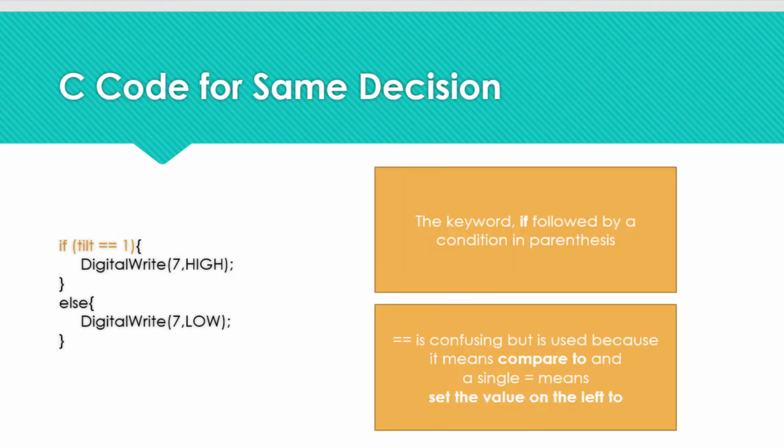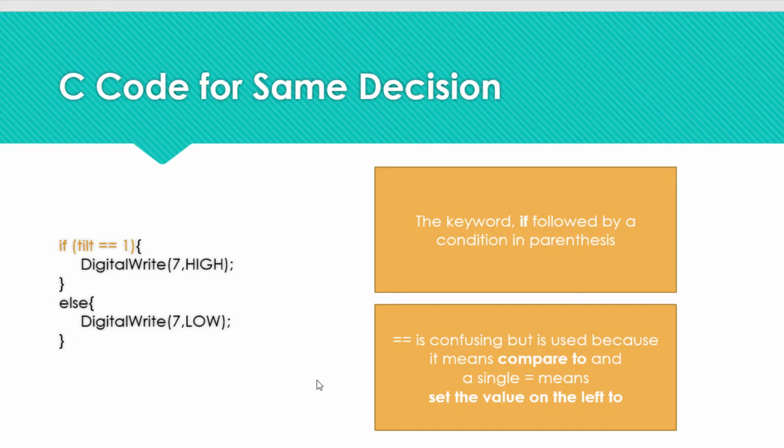Let's walk through that code. First of all, we have the keyword if and a condition, and the condition is always inside a set of parentheses. The computer is expecting you to say if, and then inside the parentheses, here is what we're checking to see if it's true. Note that my condition says tilt equals 1.